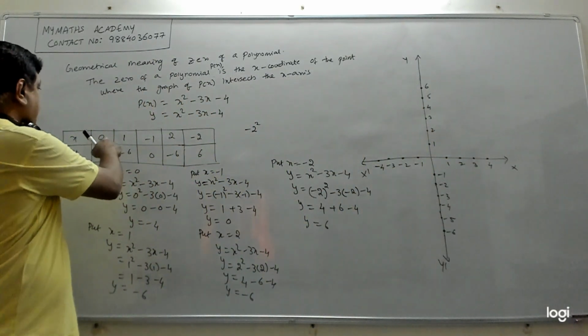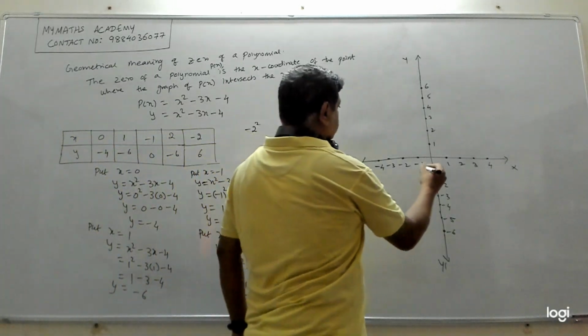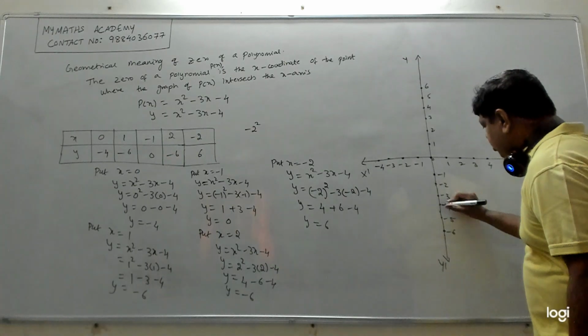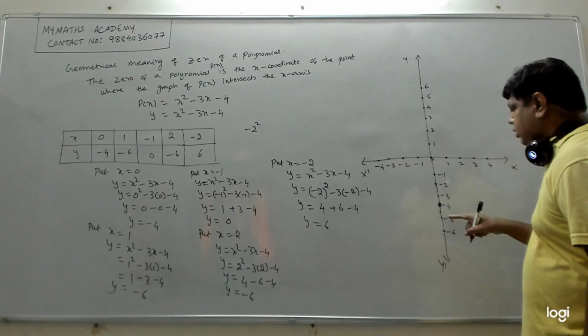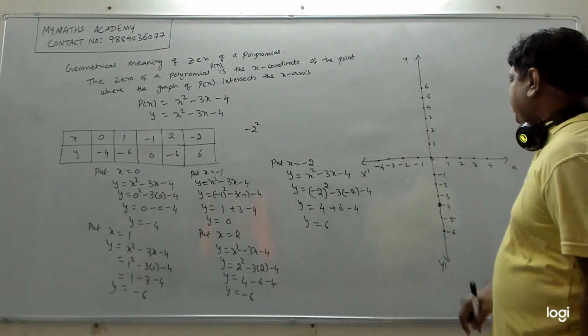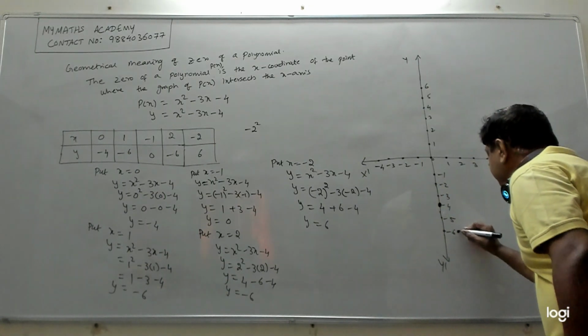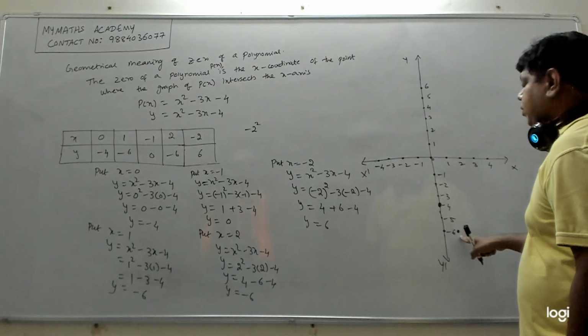So what is the point? 0, minus 4. So 0, this is 0. So 0, minus 4 will come. This is 0, minus 4 here. So this is 0, minus 4. I am putting in dark circle. Then 1, minus 6. 1 and minus 6 will come here. This point is 1, minus 6.